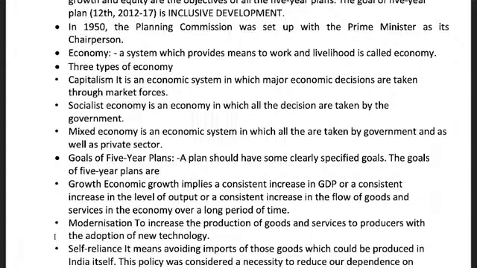Modernization: to increase the production of goods and services with the adoption of new technology. Self-reliance means avoiding the imports of those goods which could be produced in India itself. This policy was considered a necessity to reduce our dependence on foreign countries, especially for food.